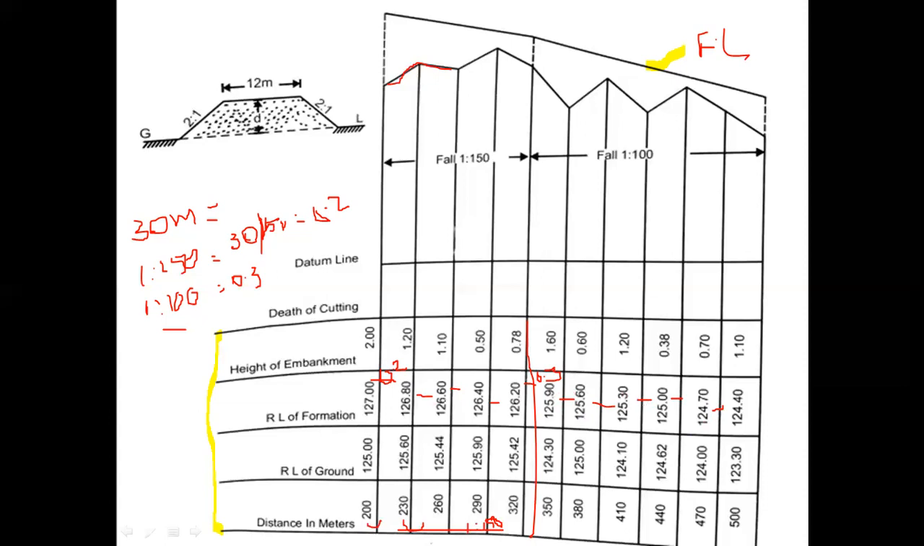In this gradient, less 0.2. So these values are all RL of formation. RL of ground here is 125, next one 125.60, it is 125.44, next 125.90, next one 125.42. So the lines are drawn by taking these values directly.